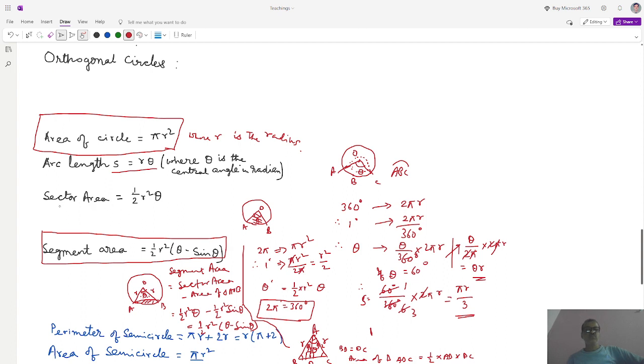Now, area of the sector. In this figure, AOB is a sector. What will be the area of this sector? The area of the whole circle is equal to pi r square.